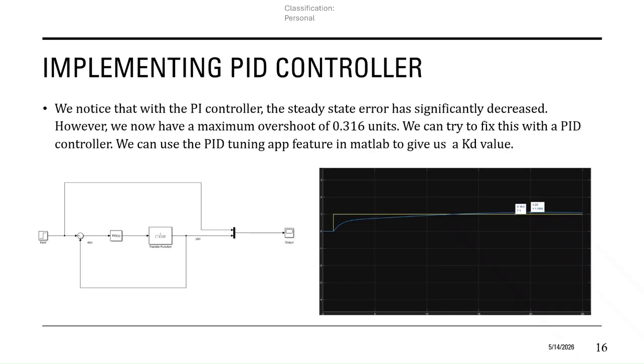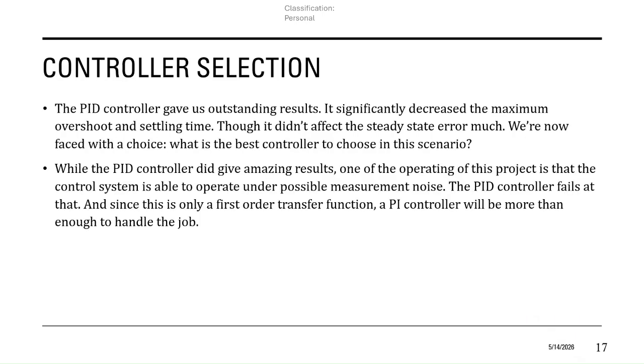Now, after applying the PID controller and using the PID tuning app feature in MATLAB to give me a Kd value, I get a graph that looks like this. The overshoot is very low. The steady state error is also very low. It's ideal. However, we'll see why this doesn't work, why we can't use the PID controller.